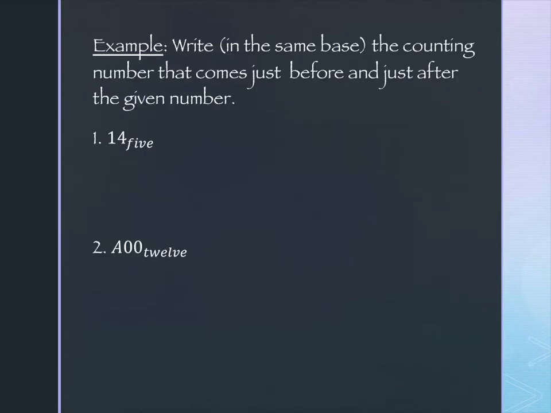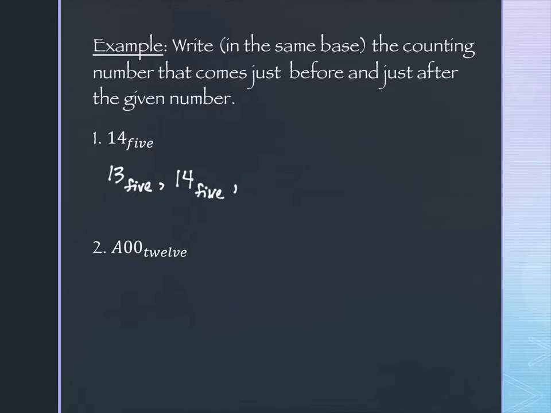For example, the first one says 1 4. What comes before 1 4? 1 3. That's the easy one, right? So before 1 4 is 1 3. What we do to make sure that we're understanding that we're in base 5 is we write the subscript 5 in words beneath it. So we write 13 base 5. I'm going to put them in order just so you can see it. 14 base 5 would be next.